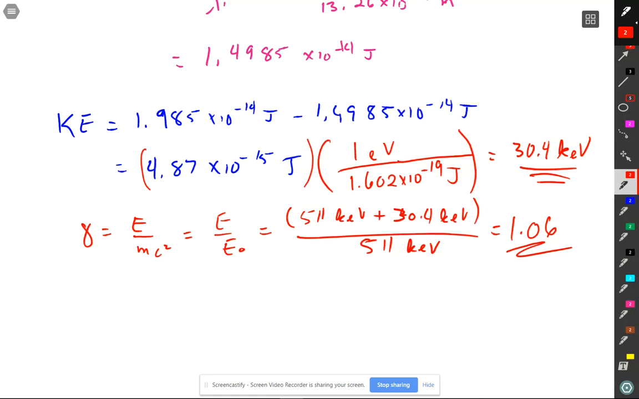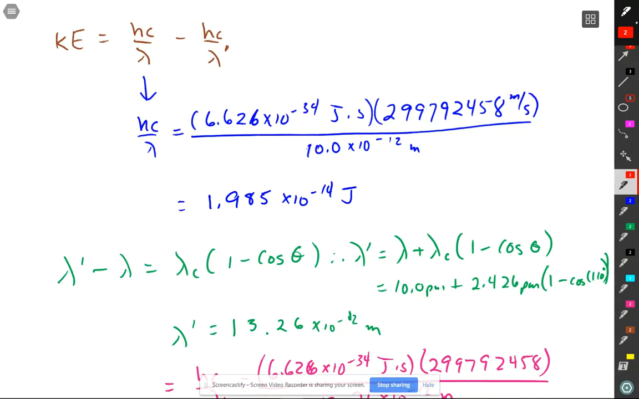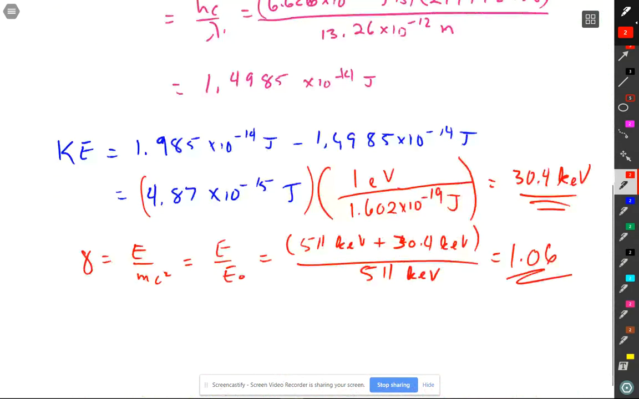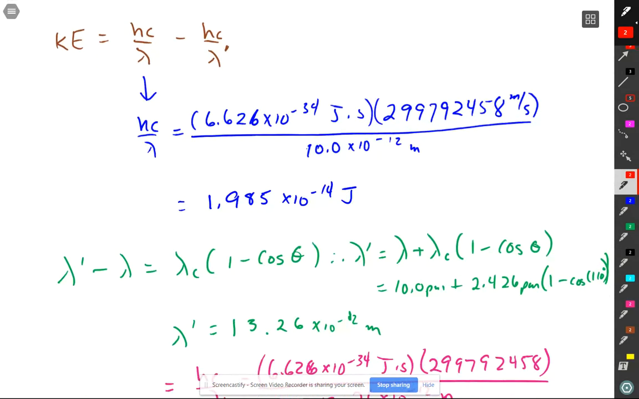If gamma came to be 1.0001, I'd say there's no reason to use relativistic equations because it's going to make an error that's like 0.01%. So it's a quick way of checking. So this calculation, not mathematically difficult. The ideas, though, of the energy being conserved and then using those equations, that was the hard part.